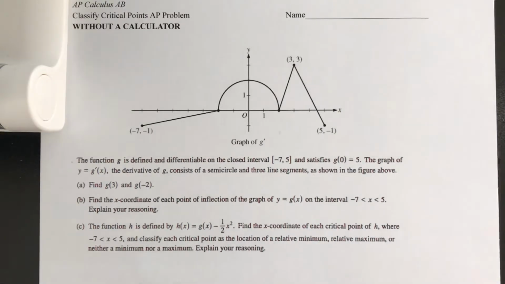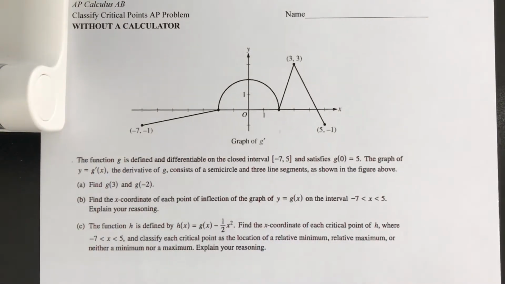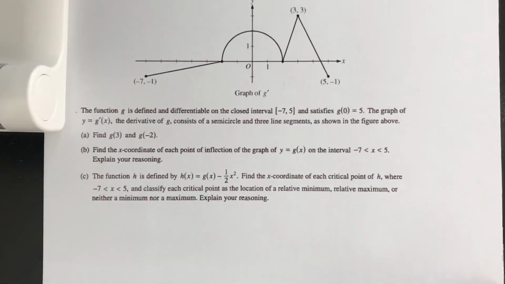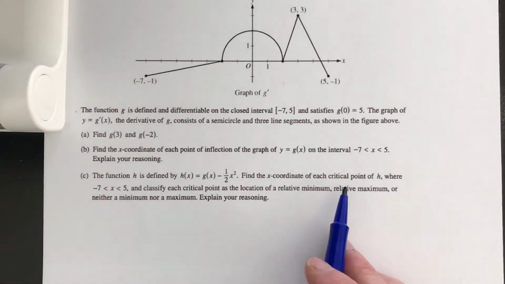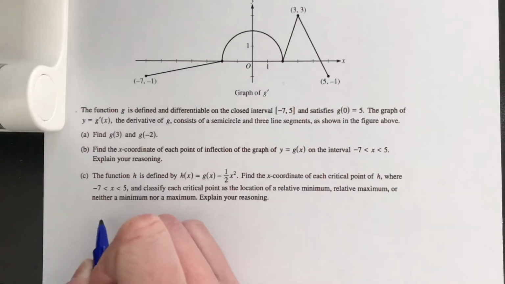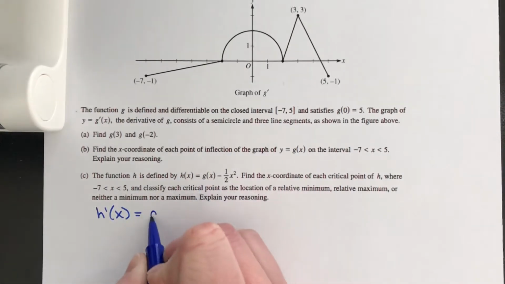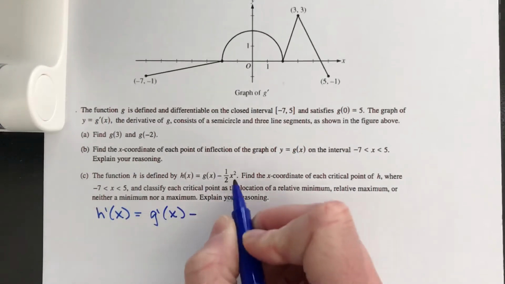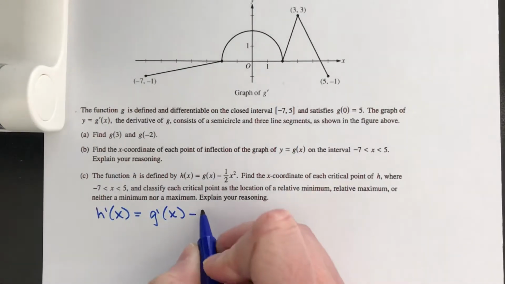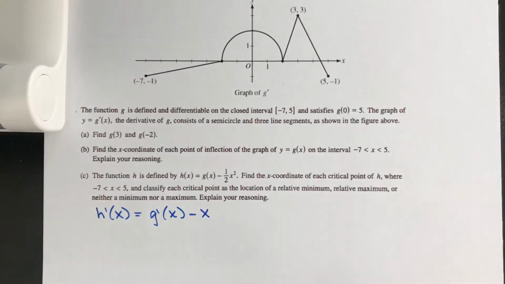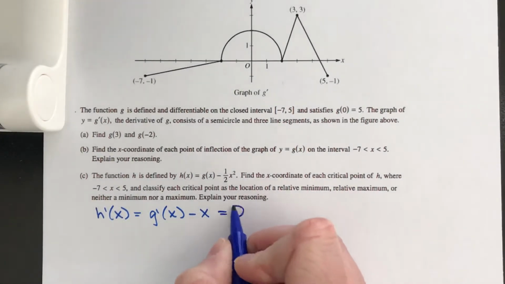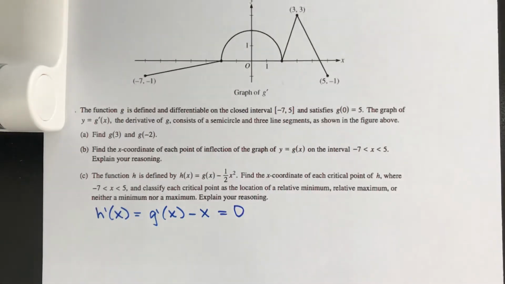The very first part says find the x coordinate of each critical point of h. Remember, a critical point occurs when the derivative is equal to 0 or undefined. In this case, h prime of x equals the derivative of g, which is g prime of x, minus the derivative of 1/2 x squared, which is just x. A critical point is when it equals 0, so I'm going to set this equal to 0 and simplify it so I can see exactly what that relationship is.